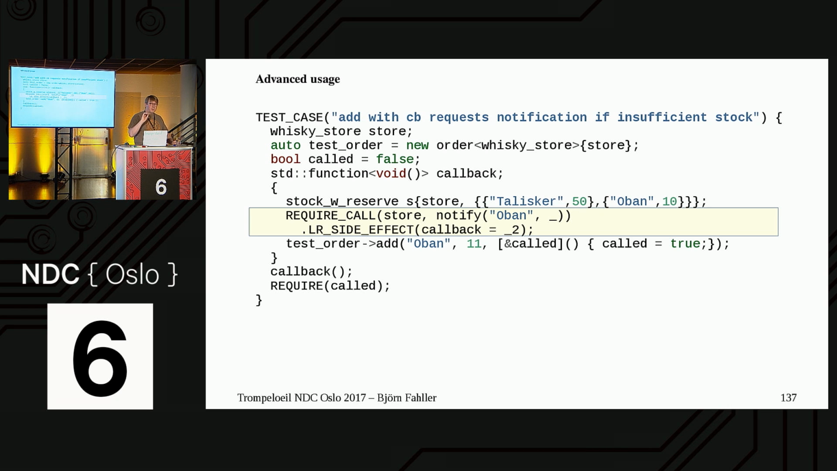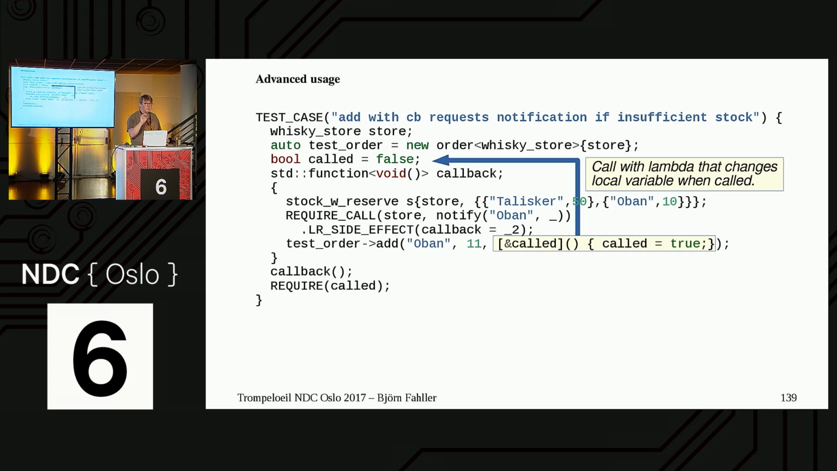So place a requirement that notify is called with open, and I cannot really do much with a callback to ensure that it is the right one when the callback is expressed as a std function. But I can say any, and then as a side effect, I can save that parameter, the function callback, in a local variable. So I use lr side effect to actually refer to this local variable so that I'm changing its value.